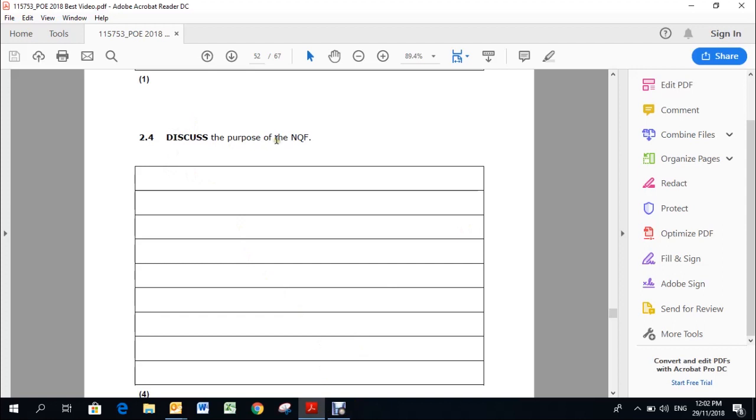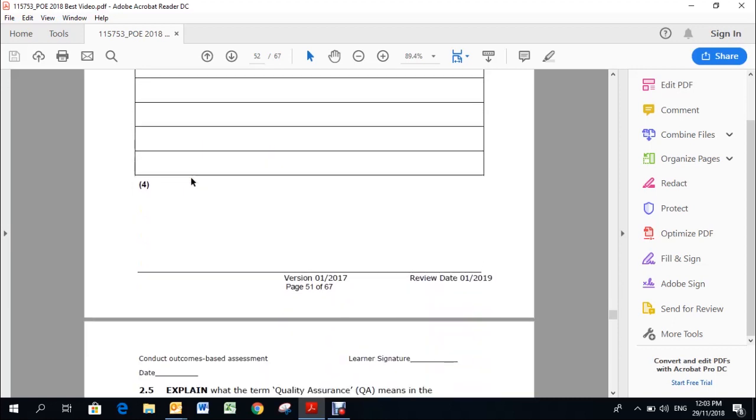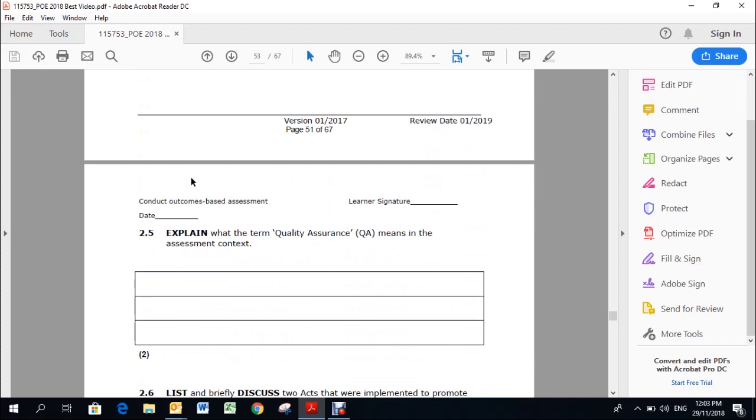Right. 2.4, the question says, discuss the purpose of the NQF. I will refer you to Google, where you can get more information, or use our learner guides to go through the purposes of the NQF. You need to indicate 4 points on that, because there are 4 purposes of the NQF.